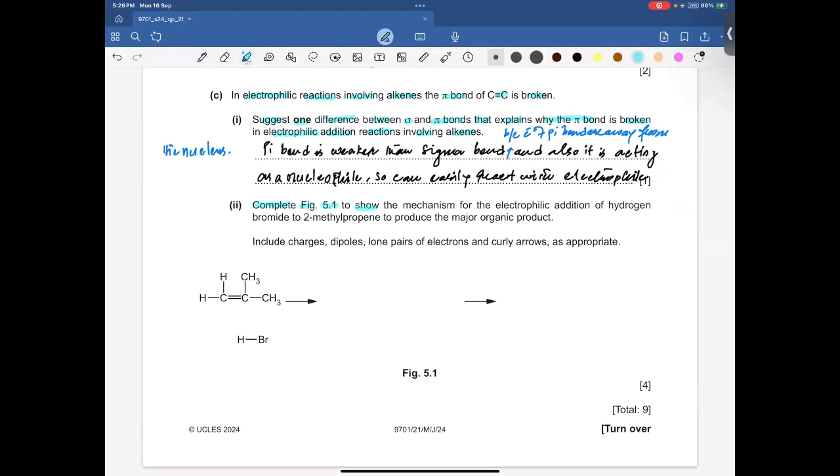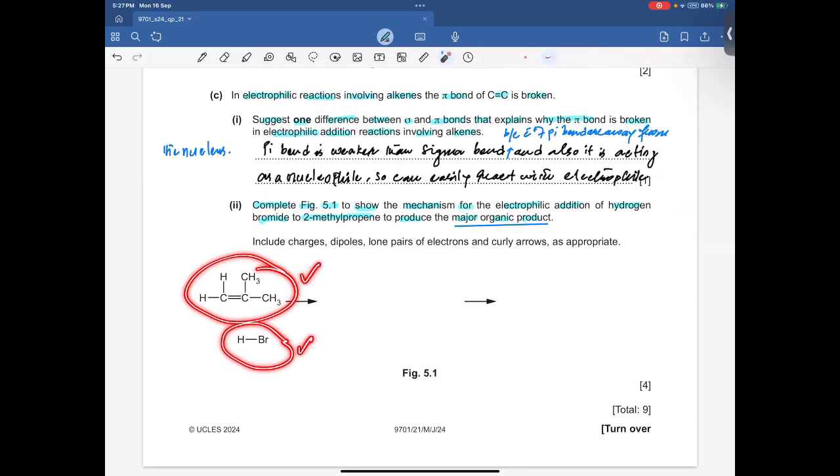Complete figure 5.1 to show the mechanism for the electrophilic addition reaction of hydrogen bromide to 2-methylpropene to produce the major organic product. Examiner is looking for the major organic product. That means it is an unsymmetrical alkene and an unsymmetrical reagent. So whenever an unsymmetrical alkene and an unsymmetrical reagent react together, obviously we need to follow the Markovnikov rule. And in that, we will get both major and minor product. Examiner is looking for the major product. Obviously, for the major product, I have to go for the most stable carbocation, tertiary or secondary. In this molecule, I'll get the most stable tertiary carbocation. Okay, so that's the whole background scenario of this.